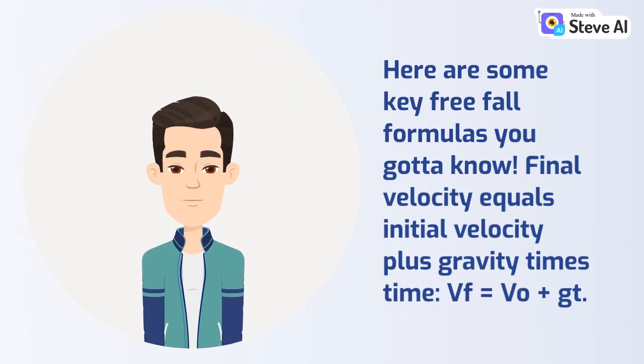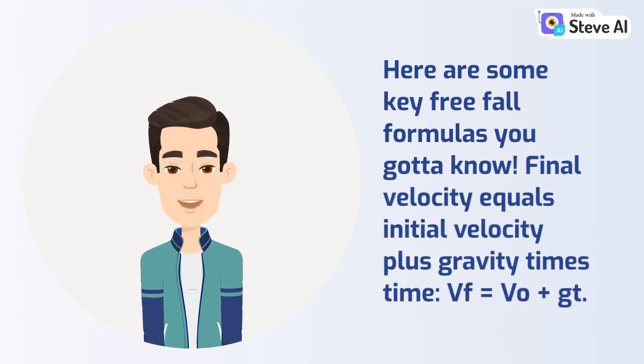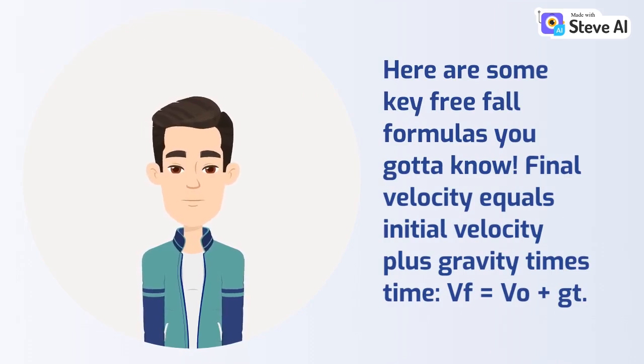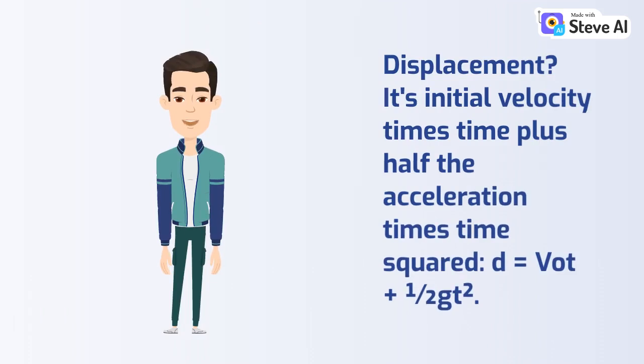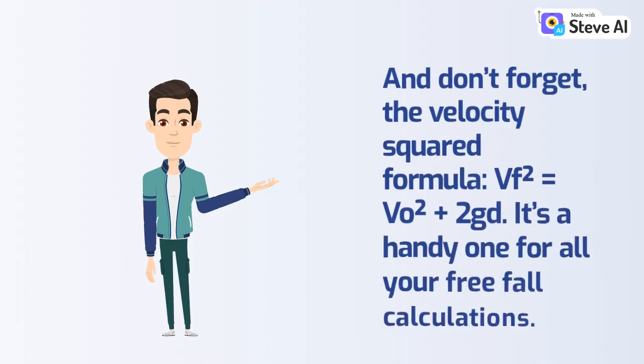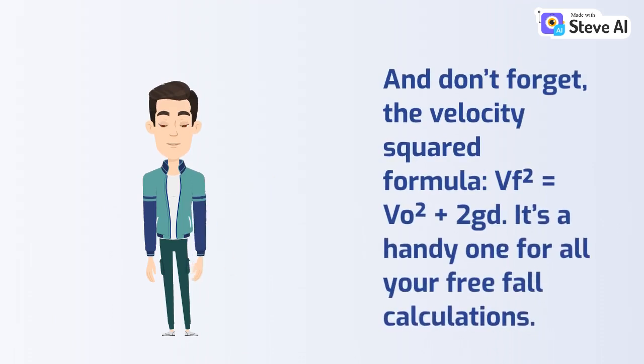Final velocity equals initial velocity plus gravity times time: Vf = Vo + gt. Displacement? It's initial velocity times time plus half the acceleration times time squared: d = Vot + ½gt². And don't forget the velocity squared formula: Vf² = Vo² + 2gd. It's a handy one for all your free fall calculations.